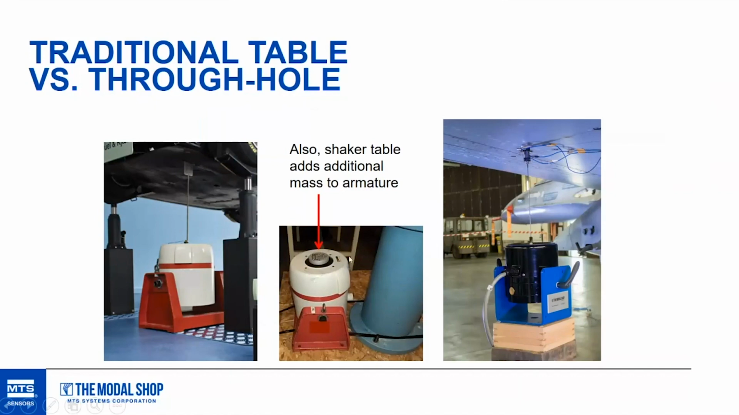Also, the fact that I have a little shaker table on a traditional shaker adds more mass to the armature. And if I have less mass on my armature, that reduces some of the force drops at resonances when I'm doing modal testing.